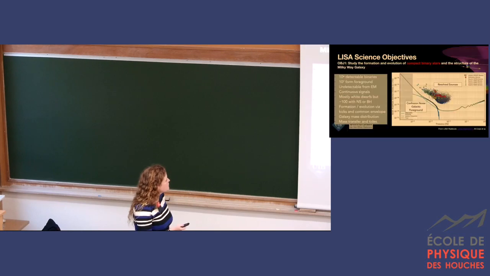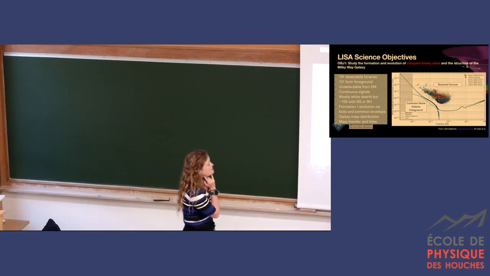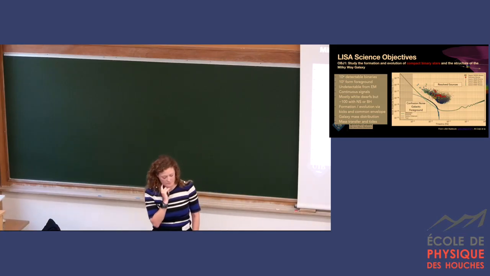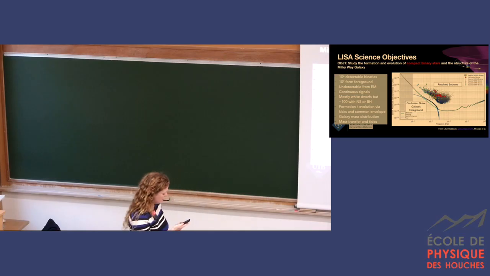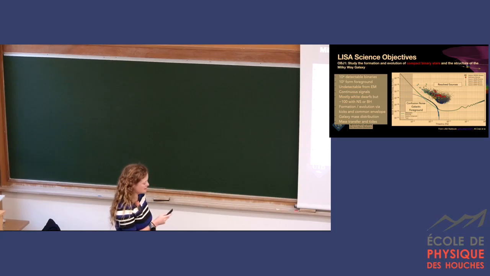So next, I'll touch on the LISA science objectives and how these waveforms parameter space for each source. Okay, so LISA science objectives. Anyone who ever read the Red Book? Objective 1 is study the formation and evolution of compact binary stars and the structure of the Milky Way galaxy.